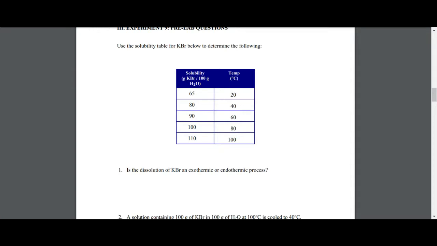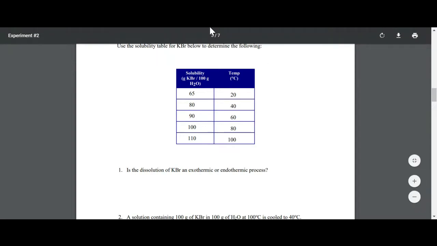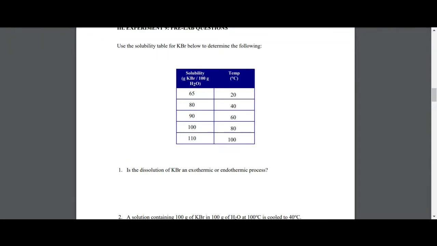Now, if you dissolve 100 grams of KBr at 100 degrees, is this solution saturated or unsaturated? It's unsaturated, because the maximum you can dissolve is 110 at 100 degrees Celsius. So if you dissolve only 100, it's going to be unsaturated.